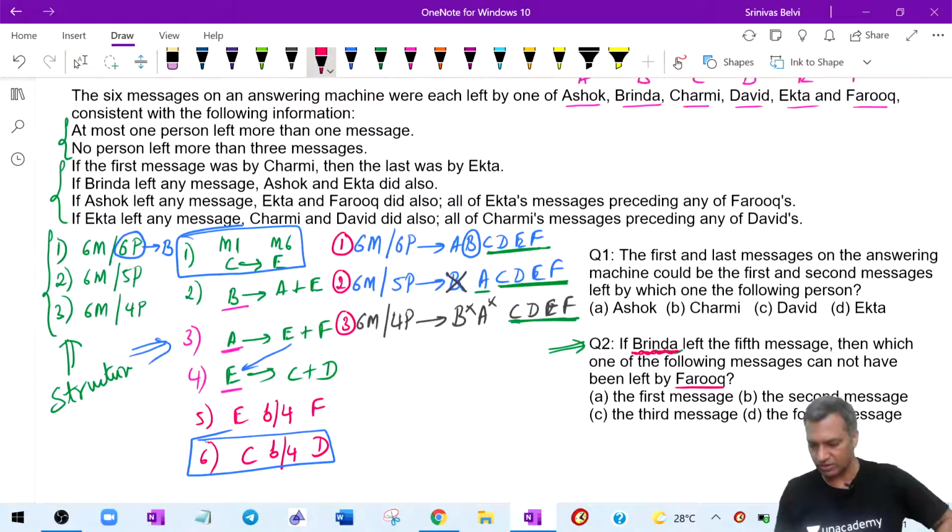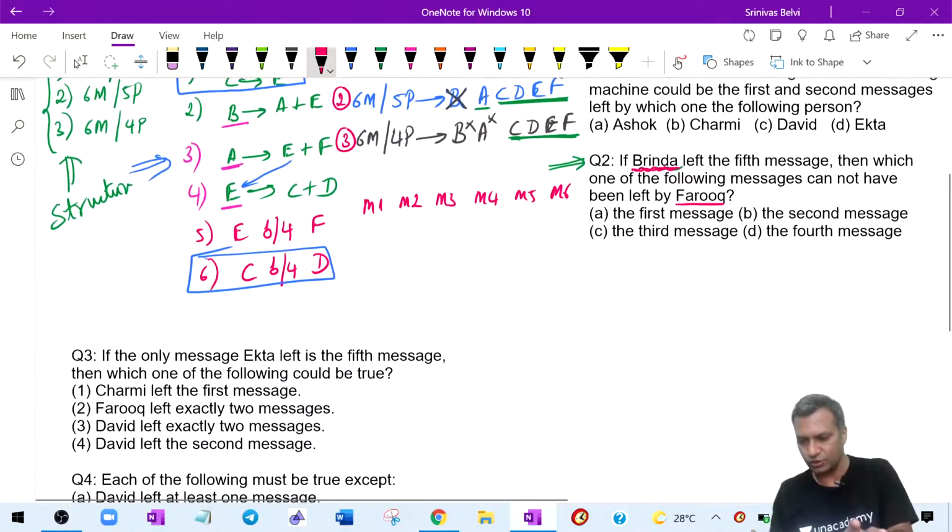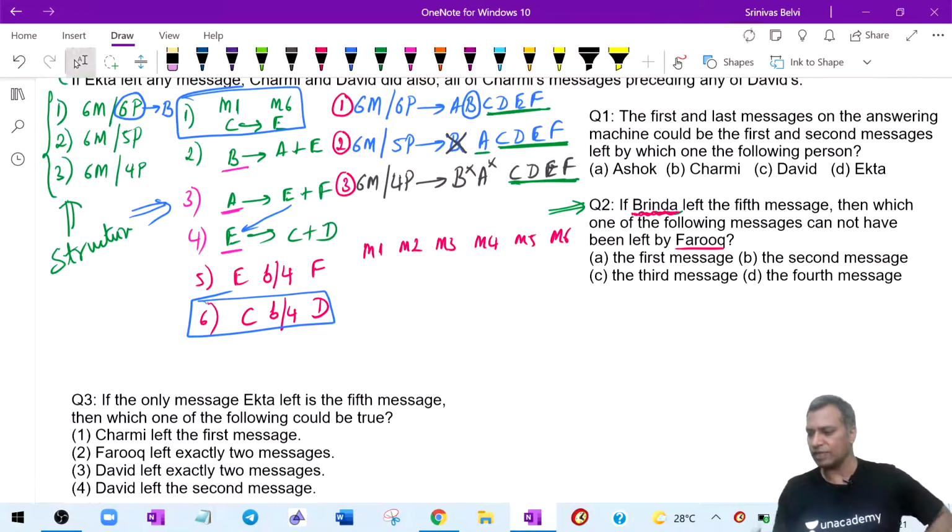Farooq did not. So there are six messages: message 1, message 2, message 3, 4, 5, and 6. Let me put that question clearly to you. If Brinda left the fifth message, then which of the following messages cannot have been left by Farooq? Call it which cannot be left by Farooq.